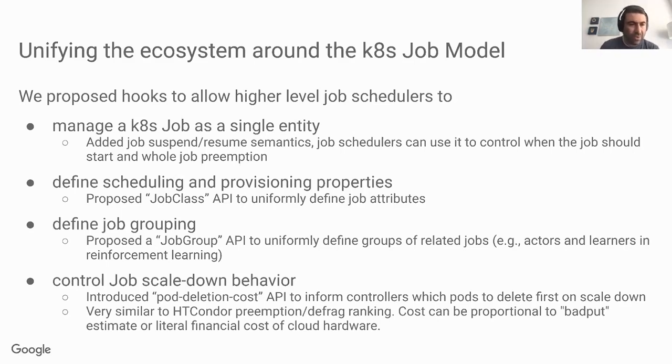We've introduced three other hooks. The first one is defining scheduling and provisioning properties through what we call a job class. We define also job grouping so that we can implement batch jobs such as Spark or MPI that require two types of pods, for example, the driver and the workers. And finally, we introduce a new hook that allows these higher level controllers to control which pods need to be deleted when scaling down the number of pods backing a job.